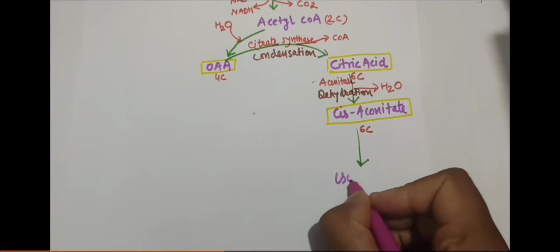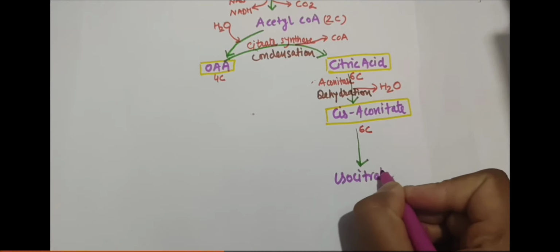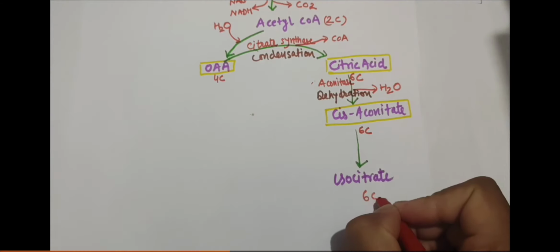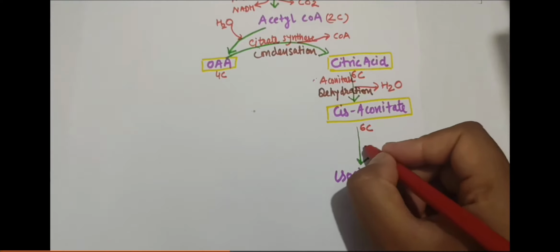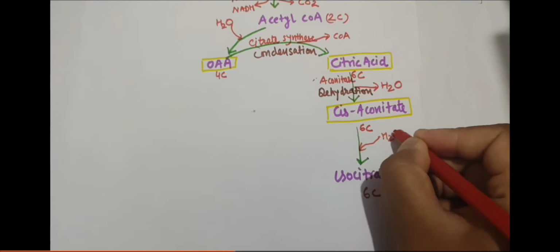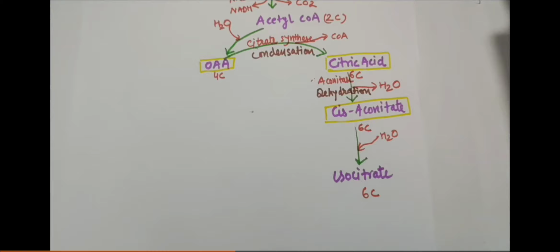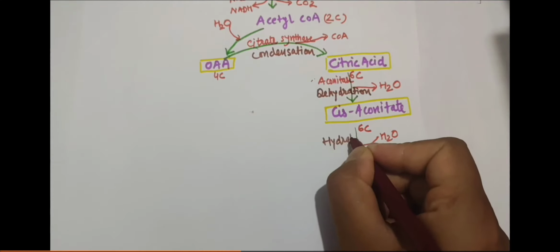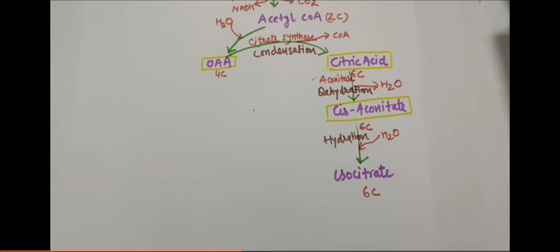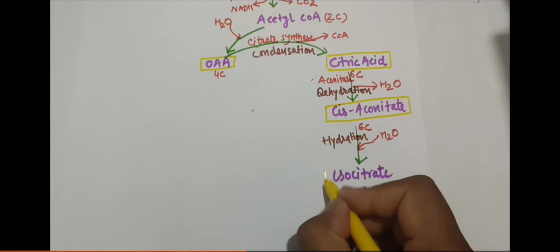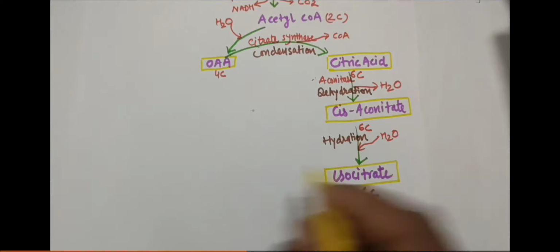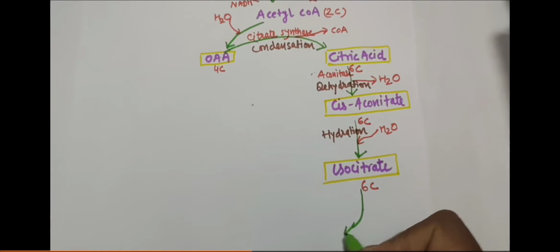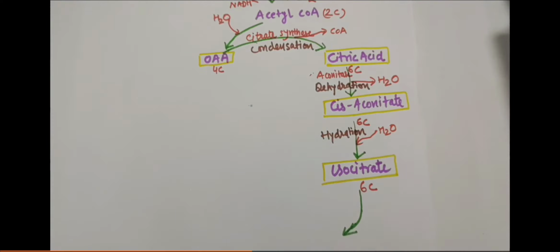So it will form isocitrate, and it is a 6 carbon compound. Here water is added. So this step is called hydration, and the enzyme that catalyzes this step is the same, that is aconitase. And isocitrate further converts into alpha ketoglutarate.